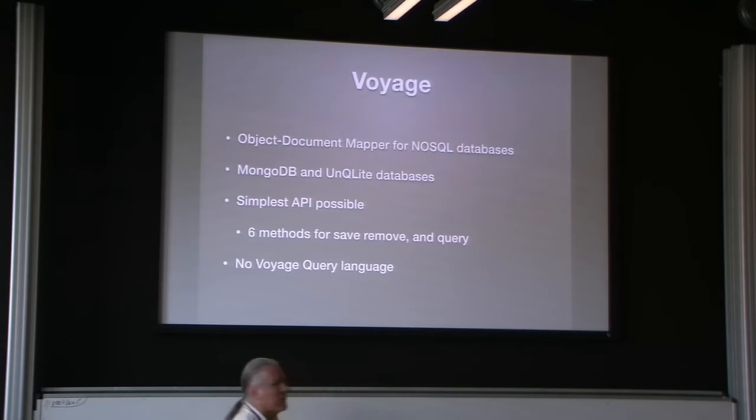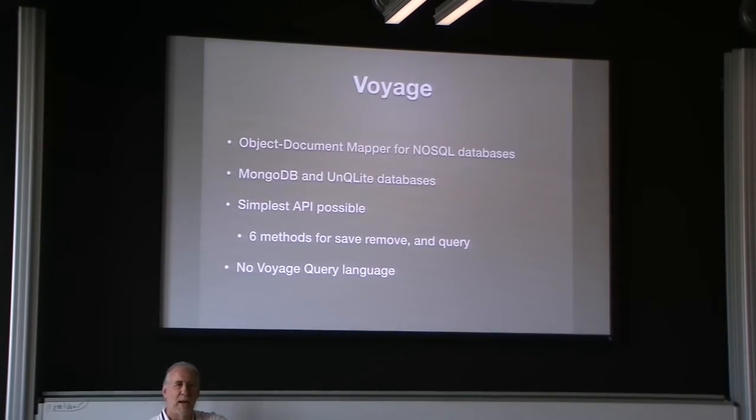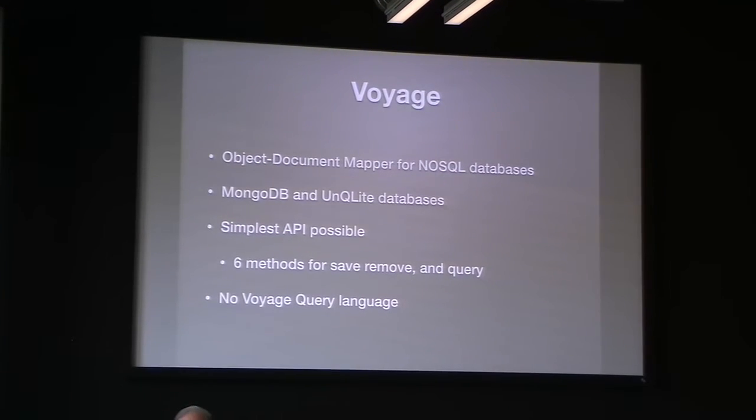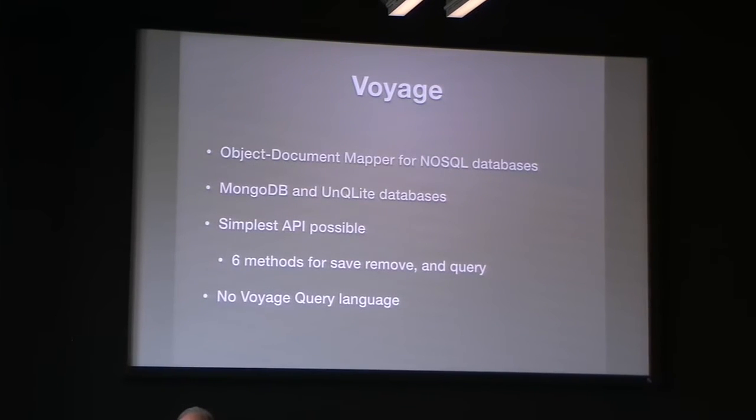All right, so most of you know what Voyage is. Who knows what Voyage is? Who doesn't know what Voyage is? Let's see. Okay, all right. So Voyage is a persistence layer for Pharo, and it's basically designed to run as an object-to-document mapper for NoSQL databases. So a lot of the NoSQL databases, MongoDB, a number of them, just have a document-style API where you're just storing dead objects in the database.